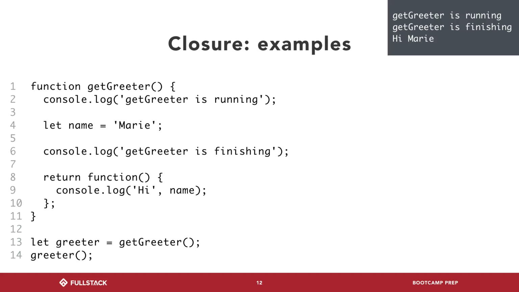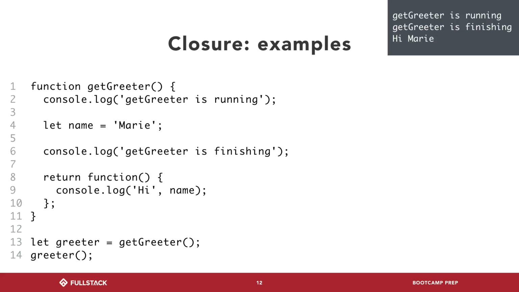It'll take some time to appreciate how cool this is. Right now, we're invoking this function all the way outside of the getGreeter scope. We're invoking it on line 14, and the getGreeter scope goes from line 1 to line 11. We're running greeter on line 14, but we're able to access a variable that was created inside the getGreeter scope, even though we're not inside it.